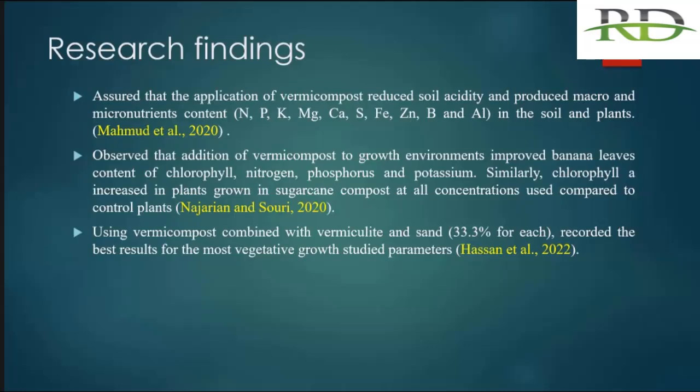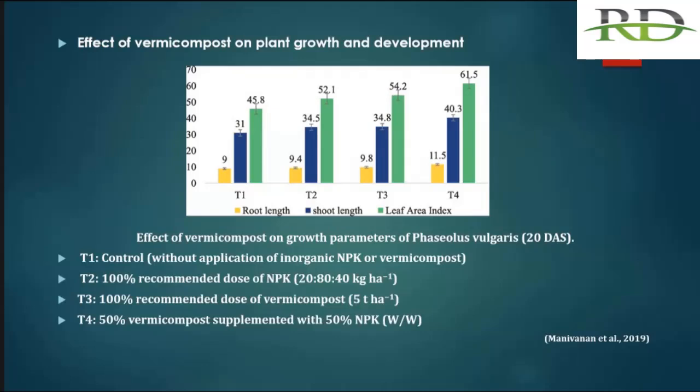Another one is the effect of vermicompost on plant growth and development. When we apply 100% vermicompost, or 100% recommended dose of fertilizers, it gives root length, shoot length, and leaf area index lower than the integrated approach, that is 50% vermicompost and 50% inorganic fertilizers of NPK. So we always want to go for the integrated approach, as it increases root length, shoot length, and leaf area index. This is Manivannan et al. 2019, they said like that. So these are all the research that has happened.